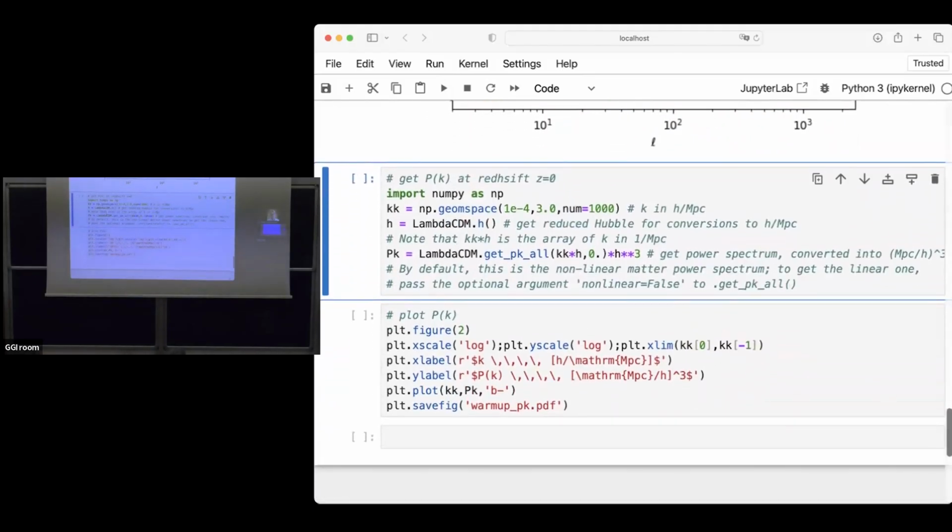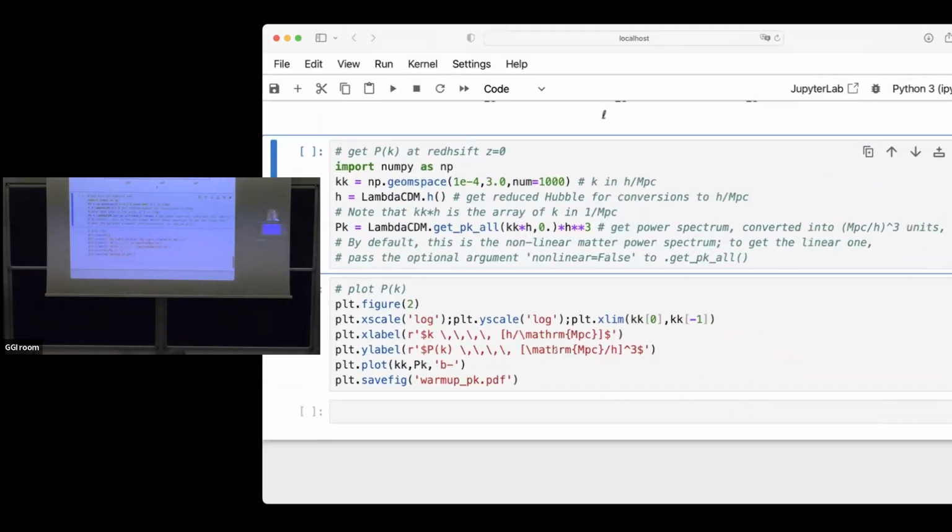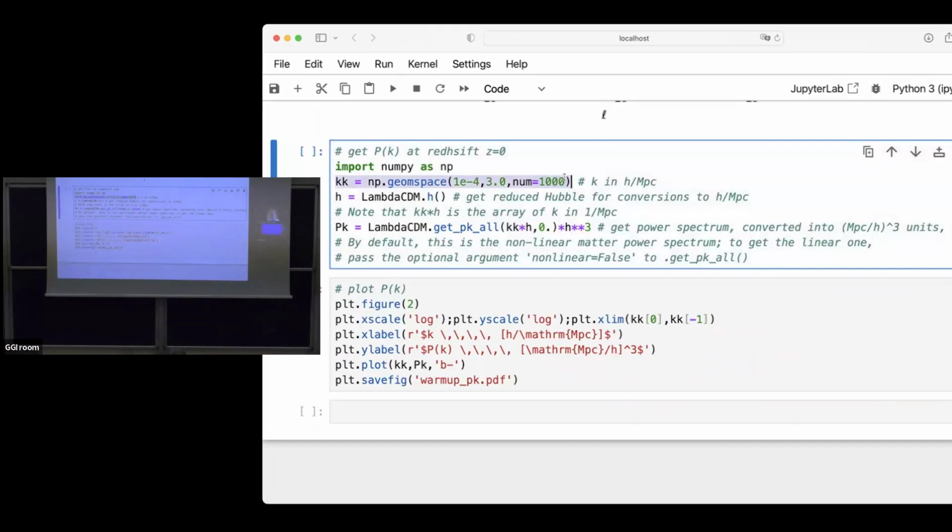Here the syntax is a bit different. The code wants first to know what are the values of k at which you want the matter power spectrum. So you have to define it yourself. I create an array of logarithmically spaced values of k. I retrieve h directly from my cosmology because I want to use small h to make conversion of units between megaparsec and megaparsec over h. CLASS, by default, wants to work with units of megaparsec to some power without the h.